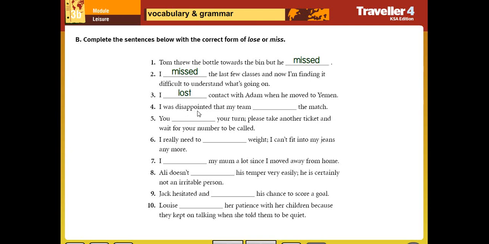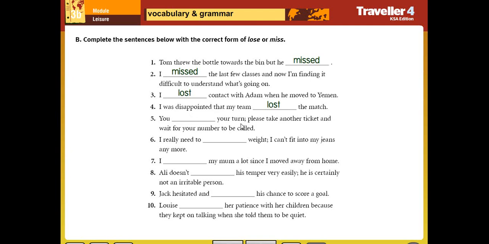I was disappointed that my team the match. Did they miss the match or lose the match? It means they lost the match. I was disappointed, so lost. What's the difference between lose the match and miss the match? Lose the match means not to win. You didn't win. But to miss the match means that you couldn't watch the match.